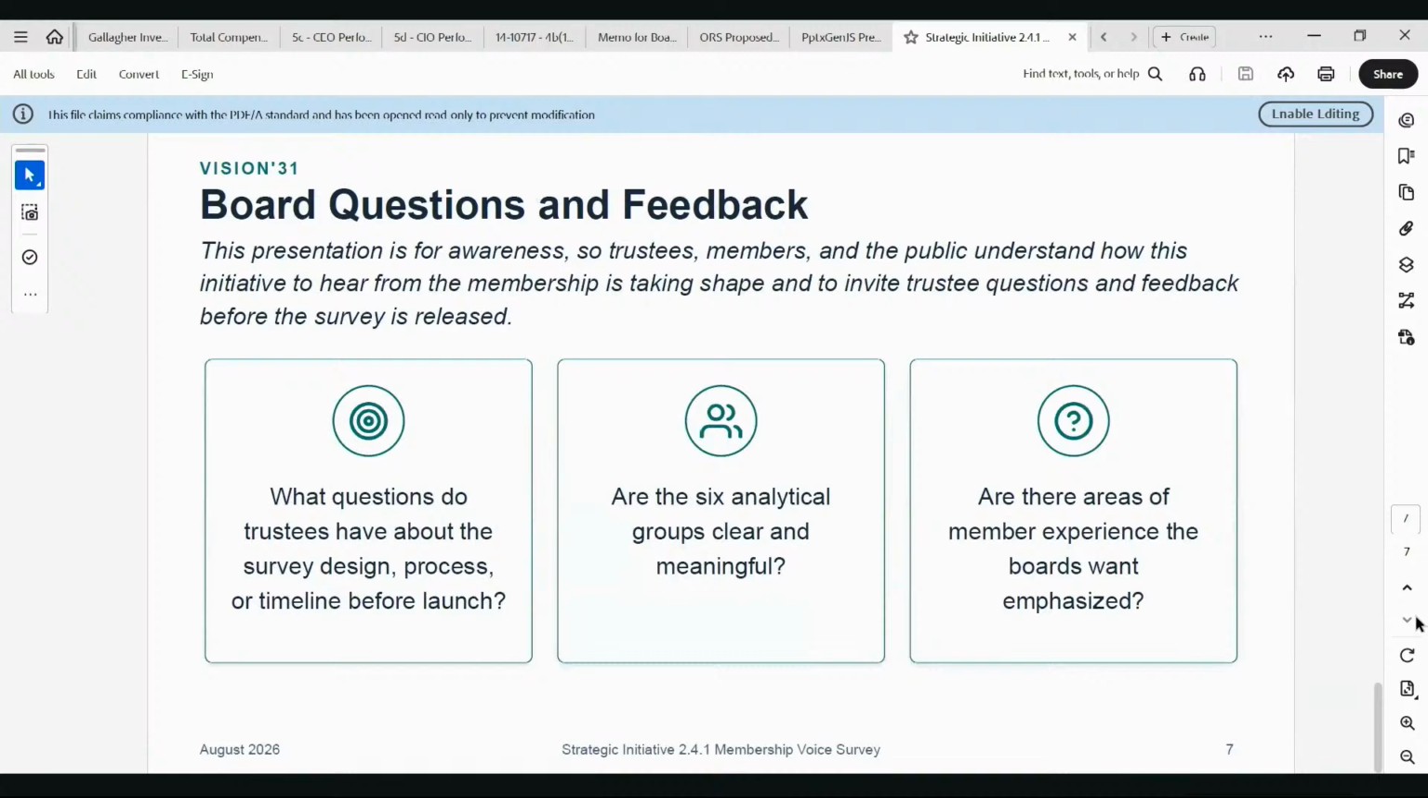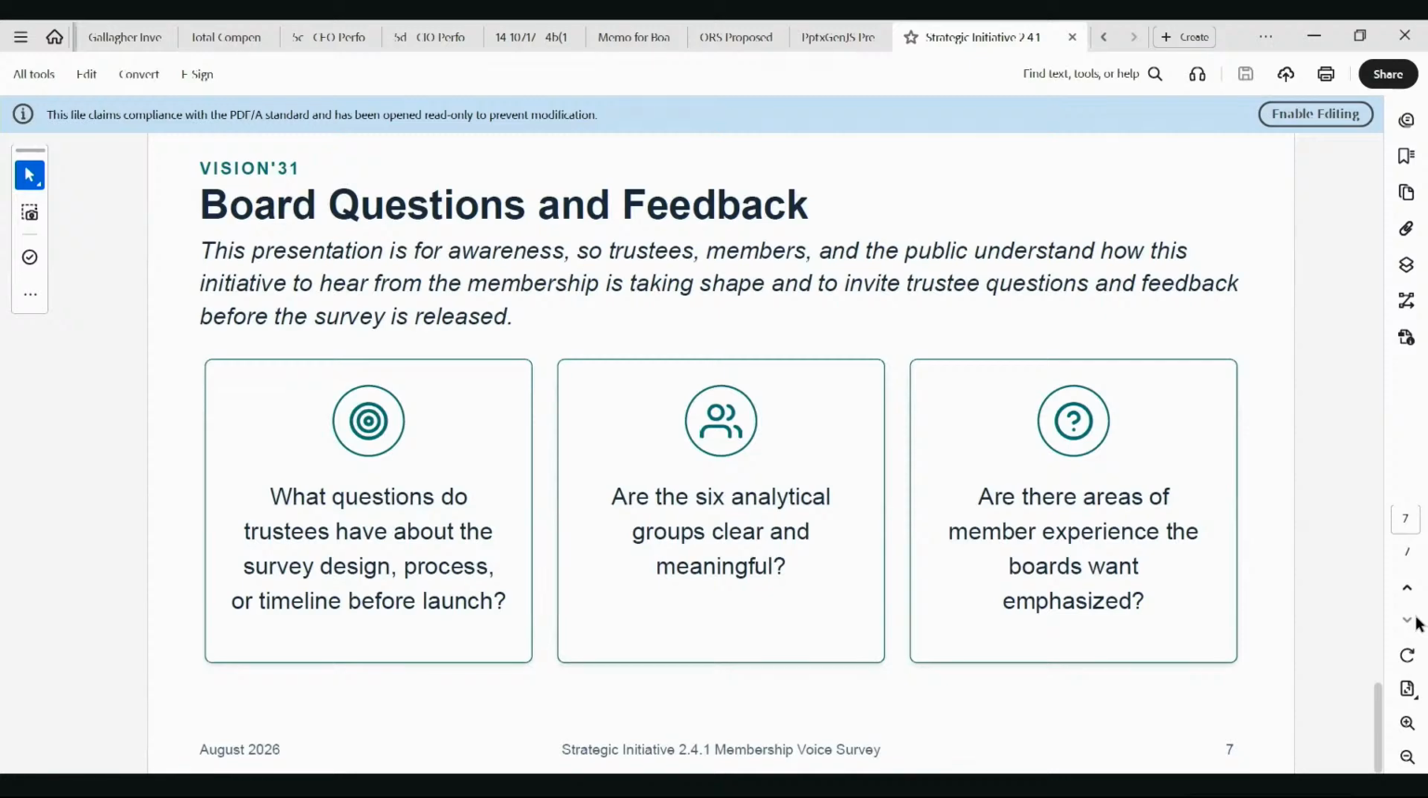Okay, so board questions and feedback. Any questions that you have about the design or the process or the timeline, the analytical groups, or anything else that the board would have thought that they would, a topic area that they would have expected to see here that they did not.